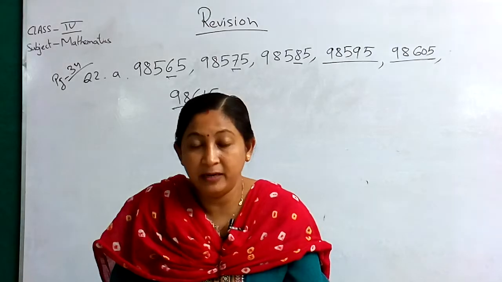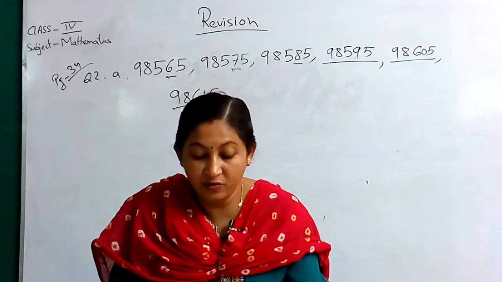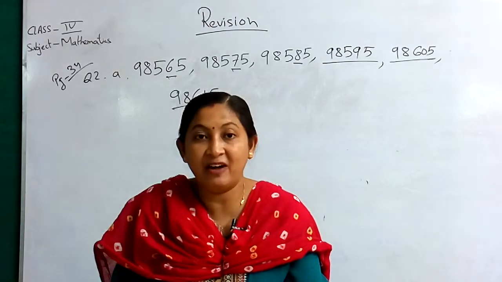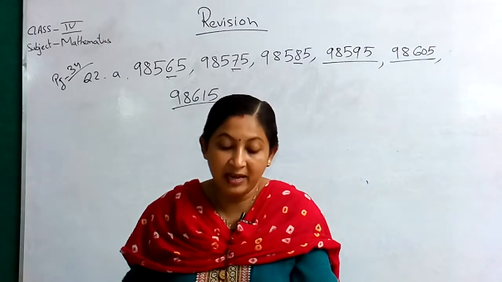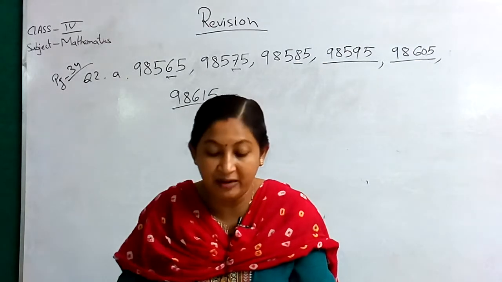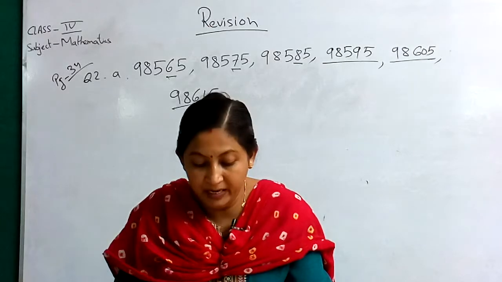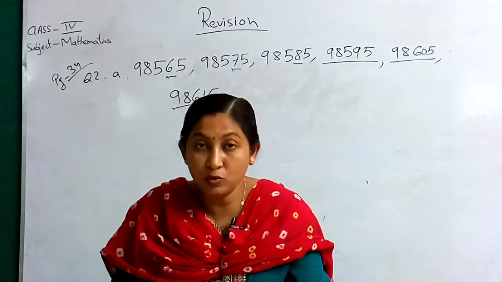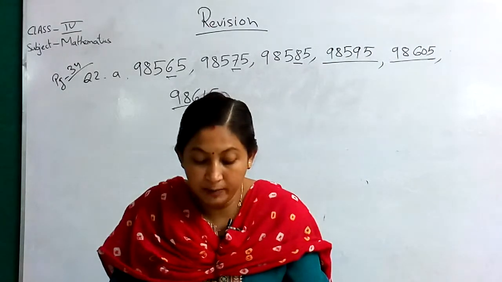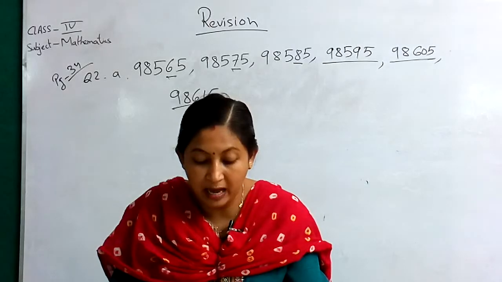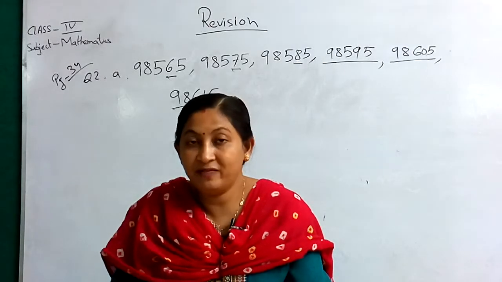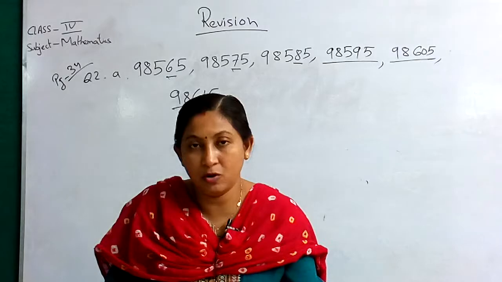Place value, how will you write? Just write the number. That means you will write 4, and after that you will add 5 zeros, because after that 5 digits are there. So you will add 5 zeros and then you will write the period. Now come to question number 8. Question number 8 is how many zeros are there in? You have to just write the zeros, not the numbers.